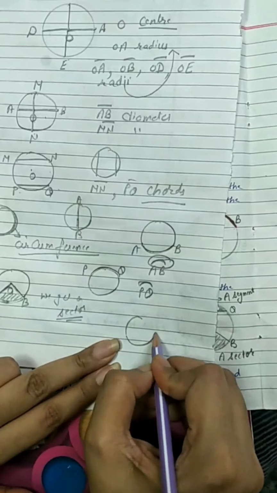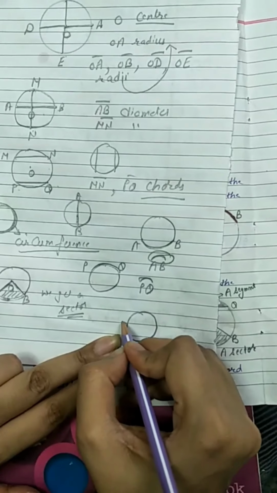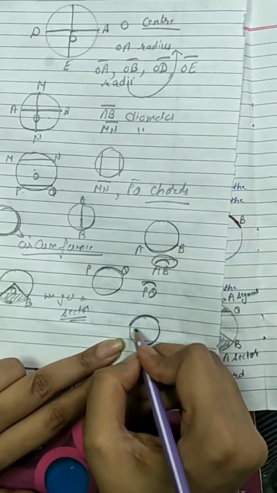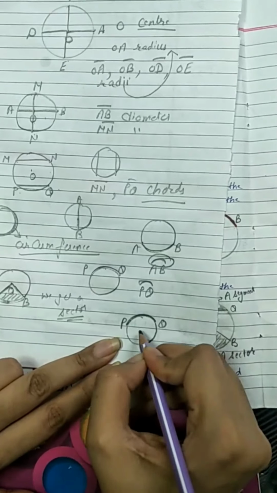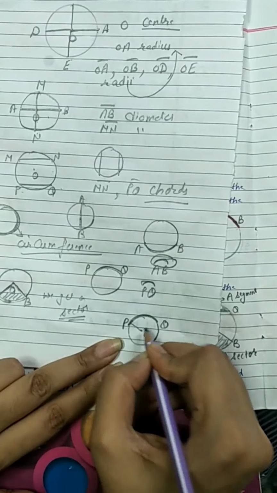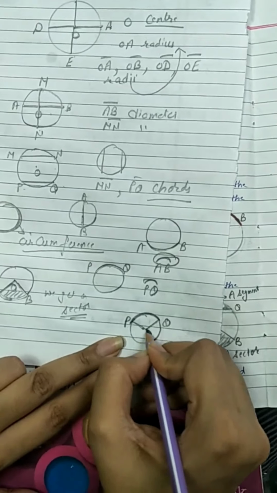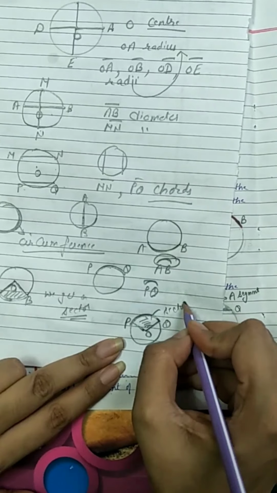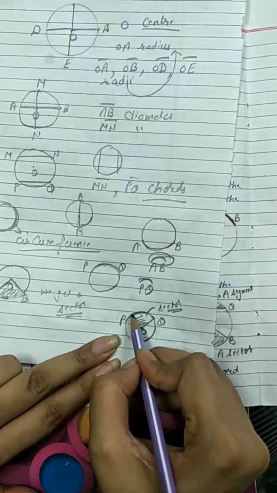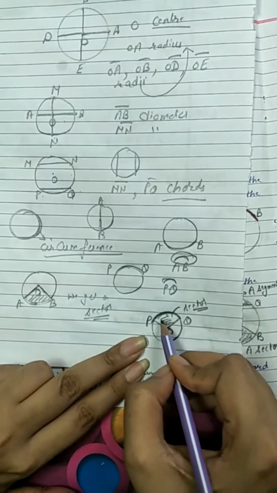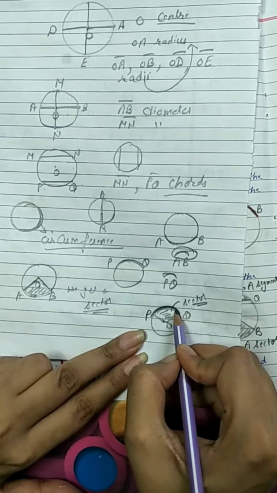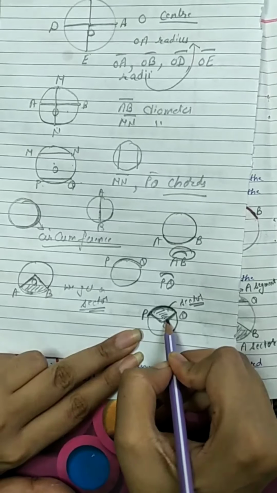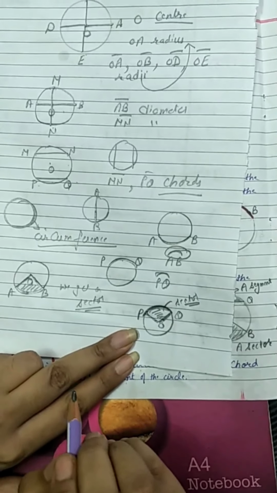See, suppose I am taking arc PQ and this is center O and these are two radii. So this forms a sector. How is a sector formed? Always remember, the region between an arc of a circle and two radii forms a sector.